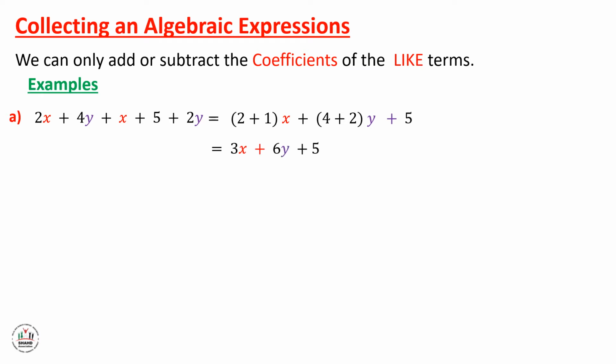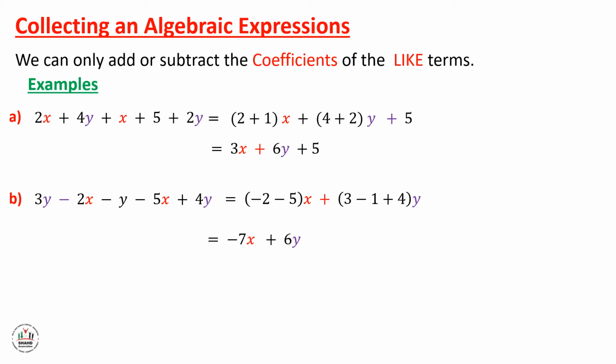Second example, 3y minus 2x minus y minus 5x plus 4y. Again, we have here only two variables, x and y. With respect to x, we have two coefficients, minus 2 and minus 5. With respect to y, we have 3, minus 1 and 4. The final answer will be equal to minus 7x plus 6y.